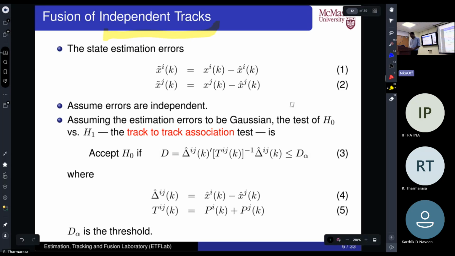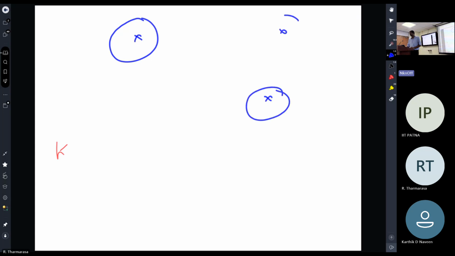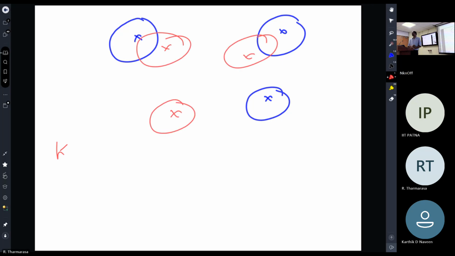So if they are independent, you can consider that like a normal track to measurement association. So you have a track here, another track here. Let's say at time K, you have one track here, another track here, another track here. These are the inputs that you have for the track. Okay, so you want to associate that.